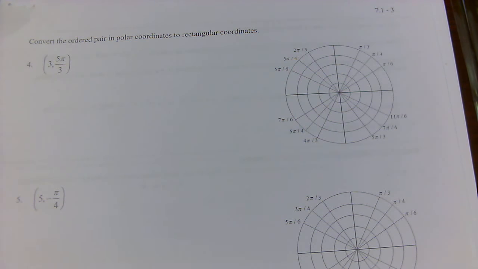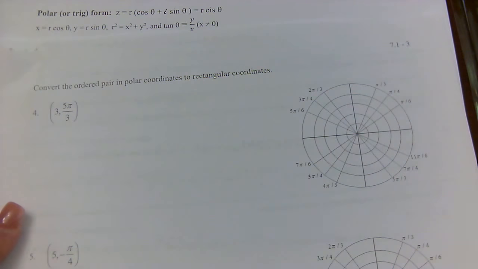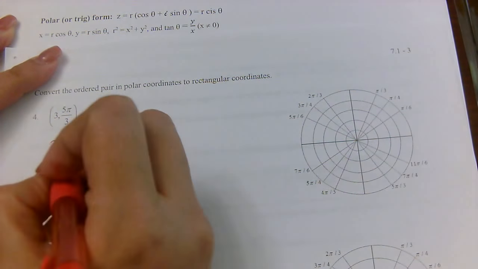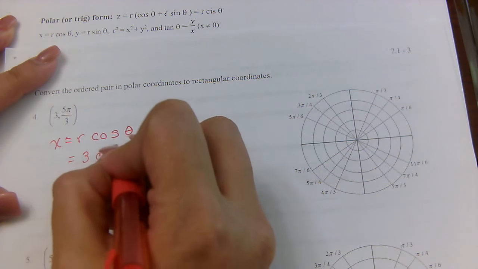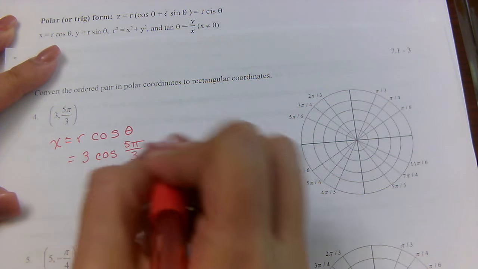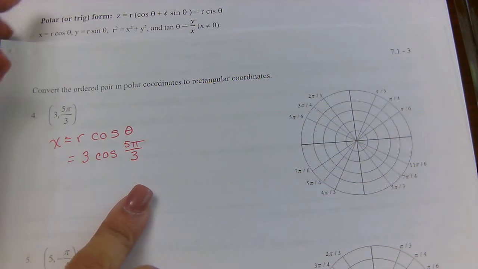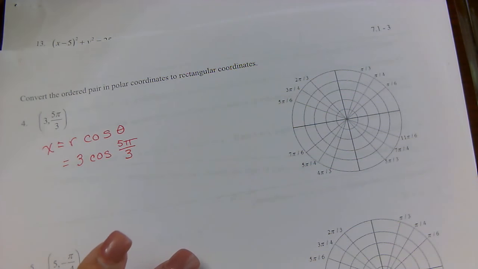Number 4 says we're going to change the polar coordinates to rectangular coordinates. So all we're going to do here is use our formulas that I actually give you. So I'm going to go ahead and sneak this up here. Our x is going to equal r cosine theta. So our x coordinate will be 3 cosine of 5 pi over 3. You can evaluate this part using your unit circle. So what is cosine of 5 pi over 3? Cosine of 5 pi over 3 is 1/2. So I'm going to substitute that in.